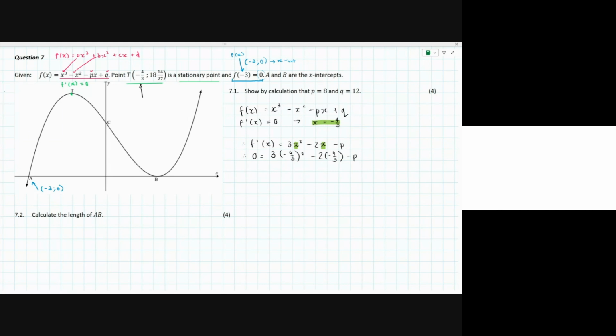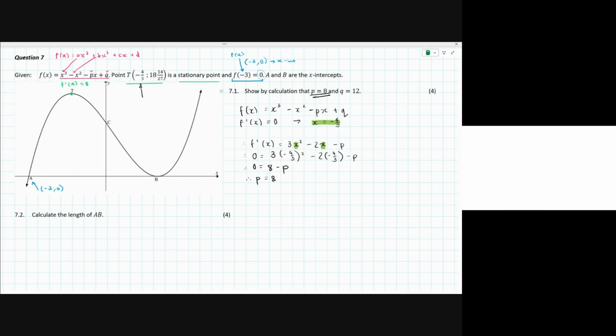Right, so we substitute that all into our calculator. If I take those first two terms and I subtract them, I get 8. So 0 is equal to 8 minus p, and so p is equal to +8. And if you go and have a look, it says show that p equals +8. So that's great. I have that sorted.